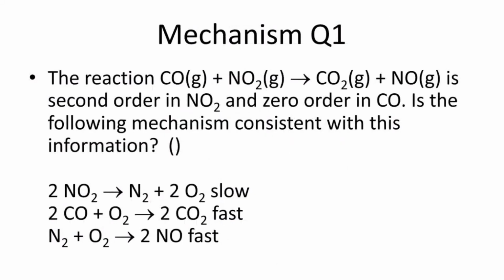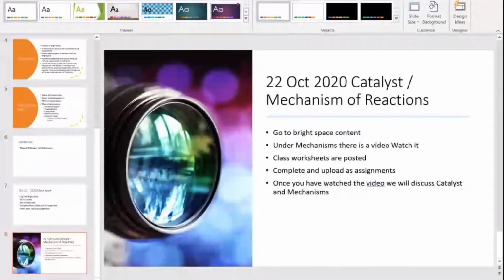Just to get some general idea about mechanisms, here we have a question which says the reaction CO plus NO2 gives CO2 plus NO is second order in NO2 and 0 order in CO. Is the following mechanism consistent with this information? So I've added a sheet on Brightspace where you should be able to see the rules and requirements for writing the mechanism. Let me see if I can show it to you.